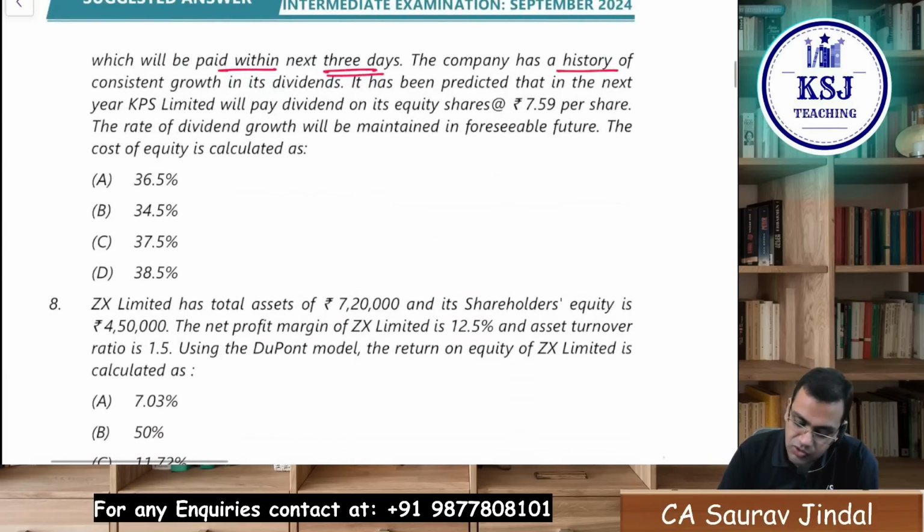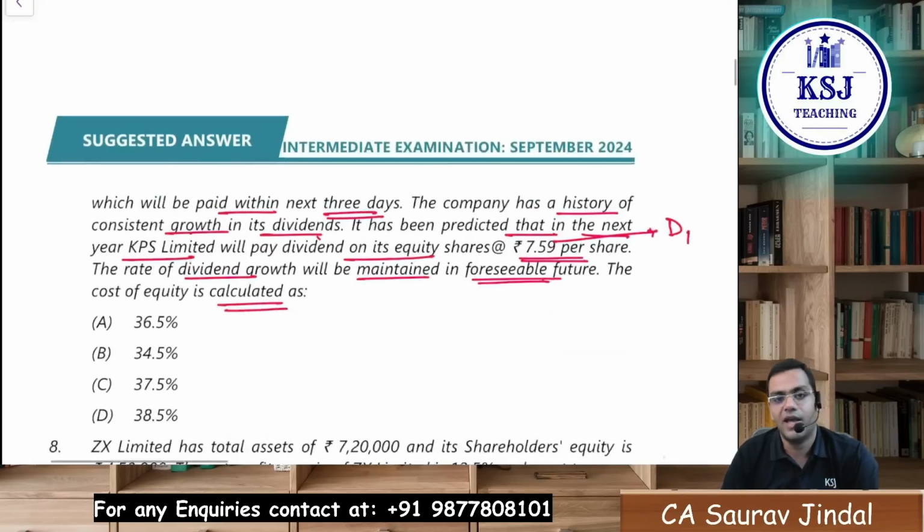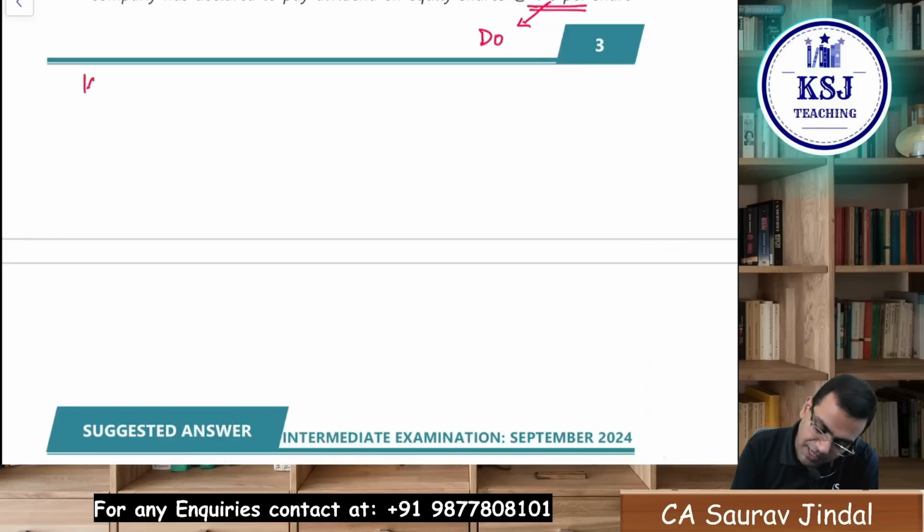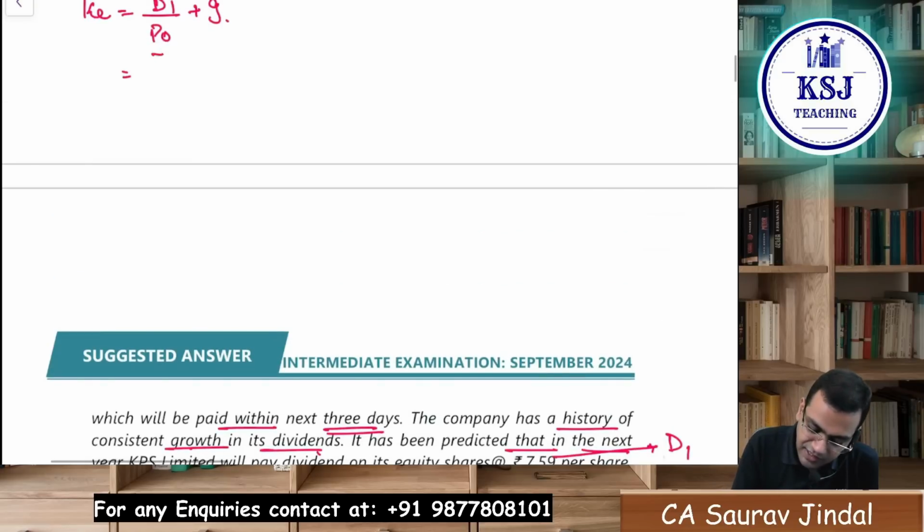The company has a history of consistent growth in its dividend. It has been predicted that in the next year, KPS Limited will pay a dividend on the equity shares of 7.59 per share. This is D1. The rate of dividend growth will be maintained in the foreseeable future. The cost of equity is to be calculated. Which method will you apply? We will apply Ke is equal to D1 divided by P0 plus growth rate. D1 is given to us, that is 7.59.